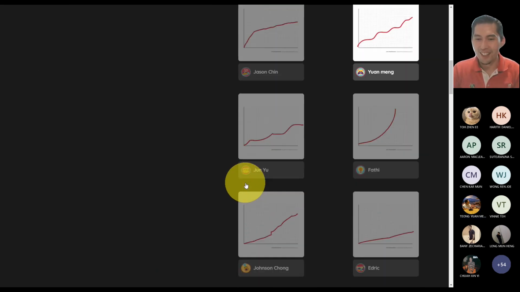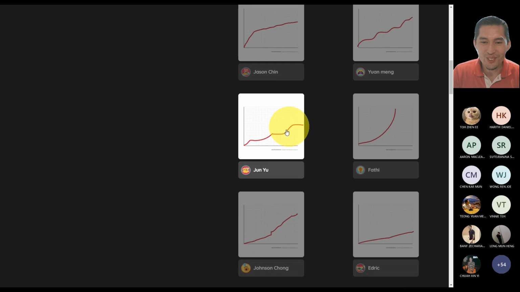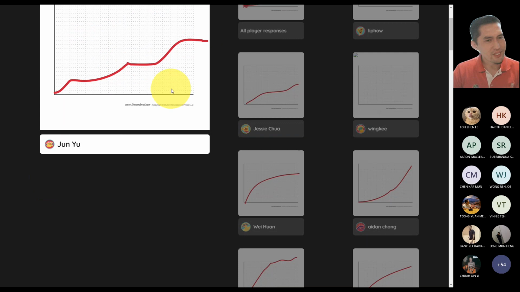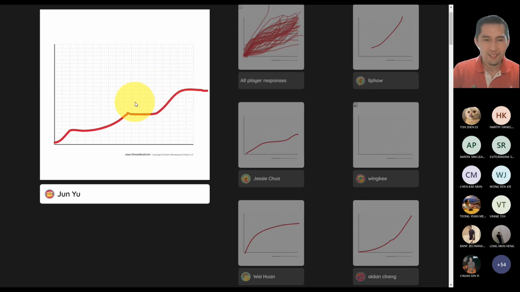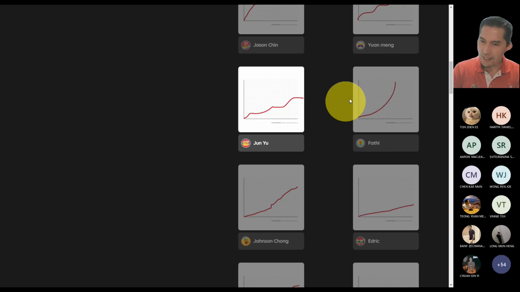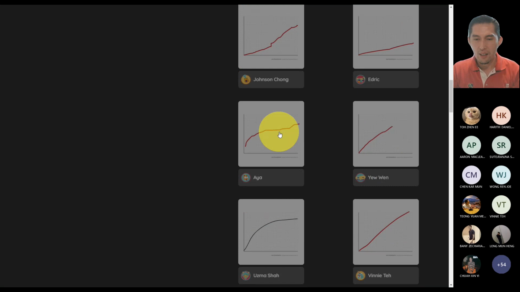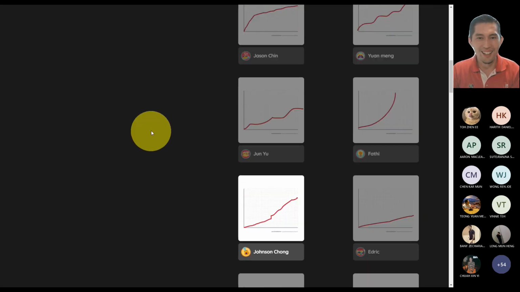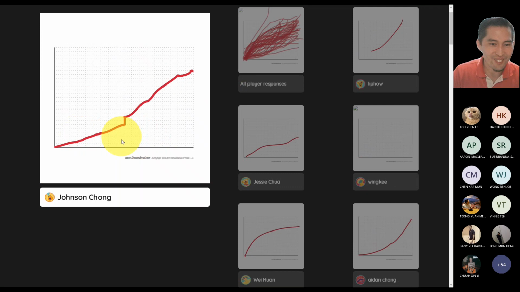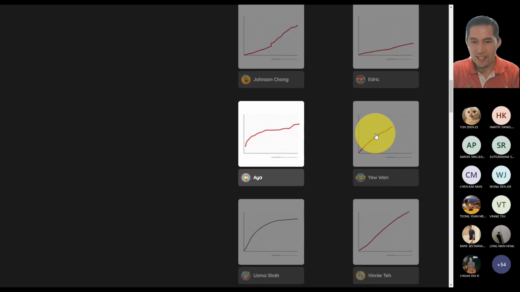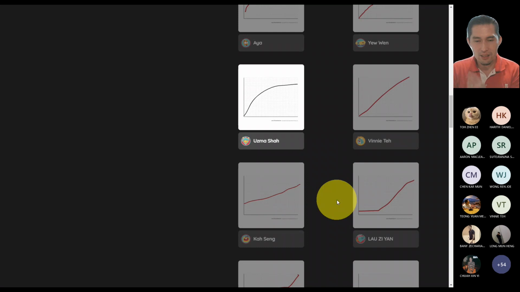Okay, all right, understood. So Jun Yu's one looks like he was drawing halfway, then he stopped and decided to draw another one again. And interestingly, this looks like the S-curve in terms of our technology life cycle. But again, would transportation necessarily reflect the same way there? Yeah. Okay, so Johnson's one is interesting. I wonder which year this is that suddenly has a direct line going upwards. Who else? So Edric is that, Ayas is that, Uzma is similar to someone earlier as well.